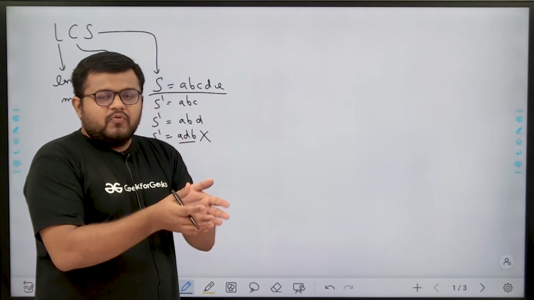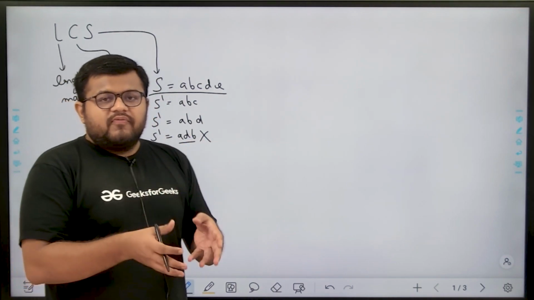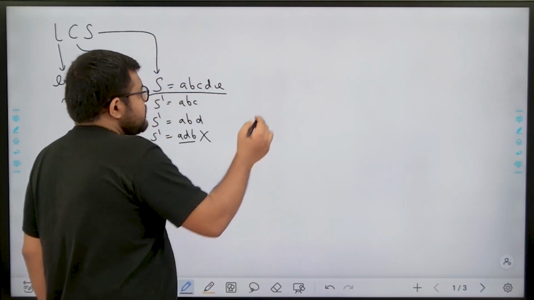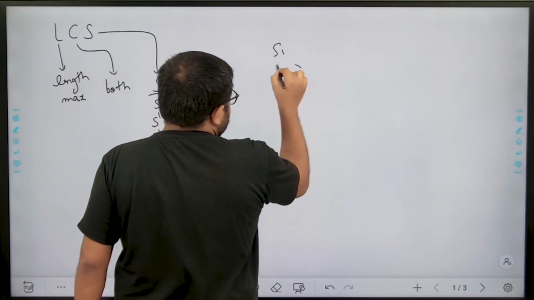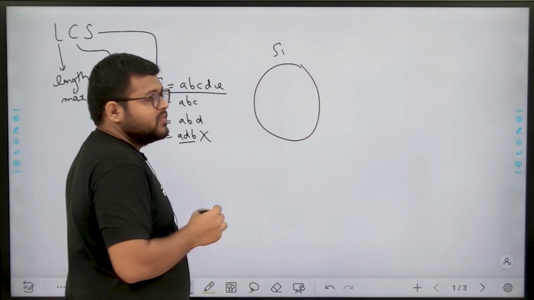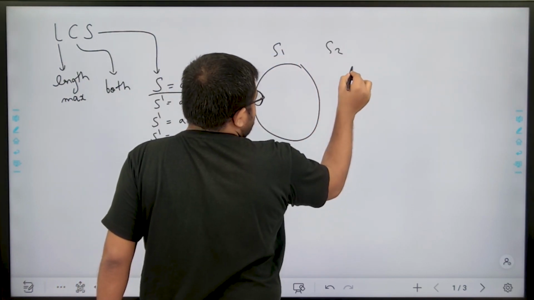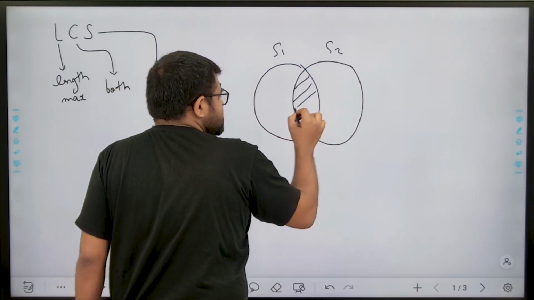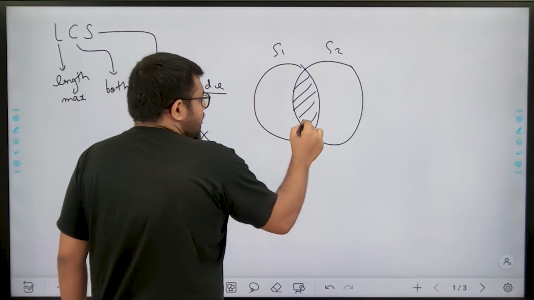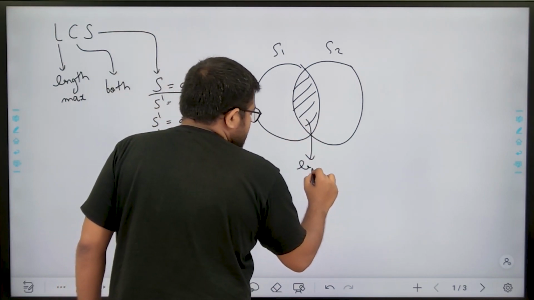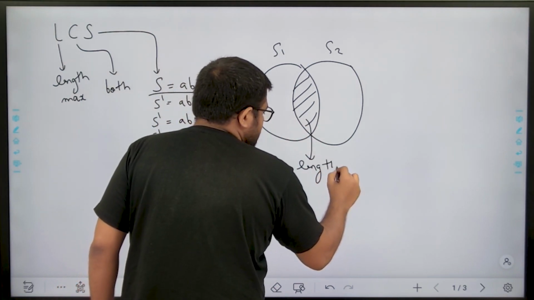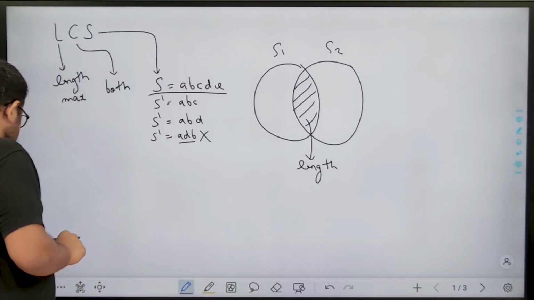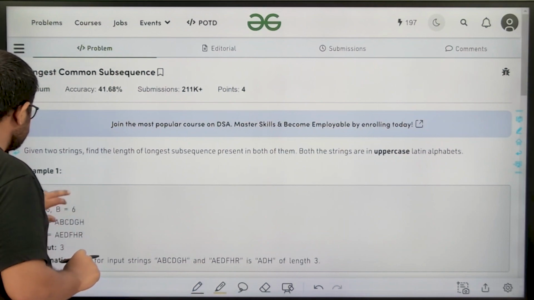Now, out of the two strings given, we need to find the longest common subsequence in both of them. So basically the string S1 will have a set of subsequences, and string S2 will have a set of subsequences. These are the common subsequences present in both of them. Out of all these, I need to return the length of the longest common subsequence. That is basically what is asked in the question. Now let us read a bit further.